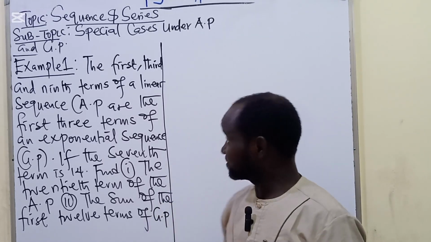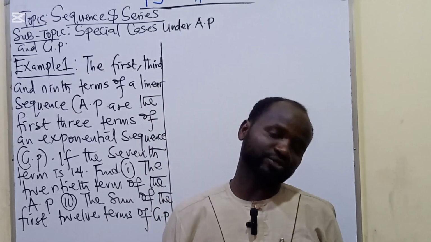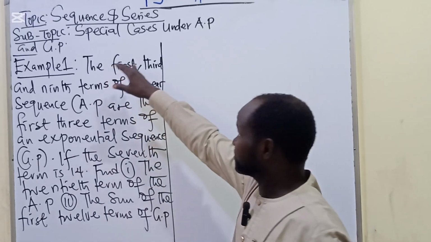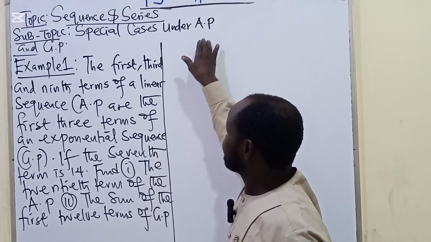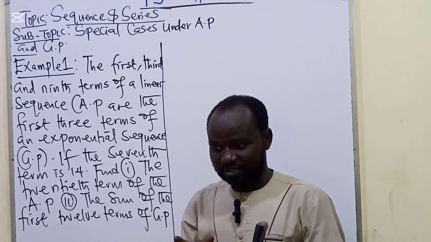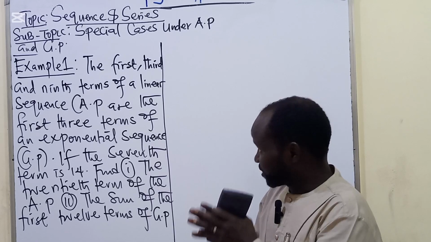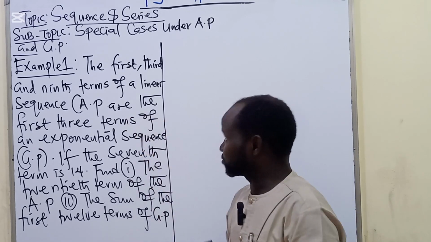In today's lesson, we continue with our solutions to sequence and series. With us here is a subtopic, special cases under AP and GP, a situation whereby we have AP and GP combined together. Let's look at how we can solve this.